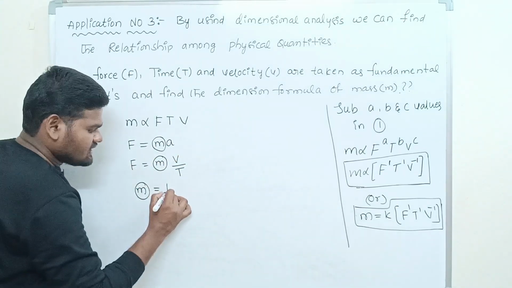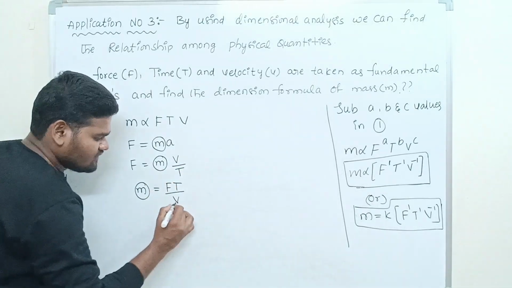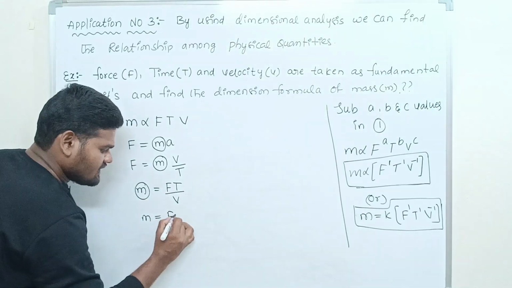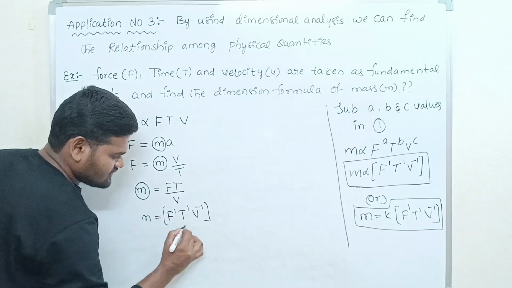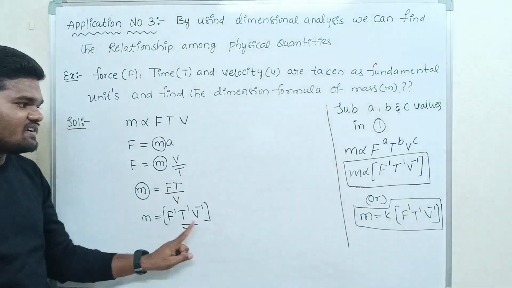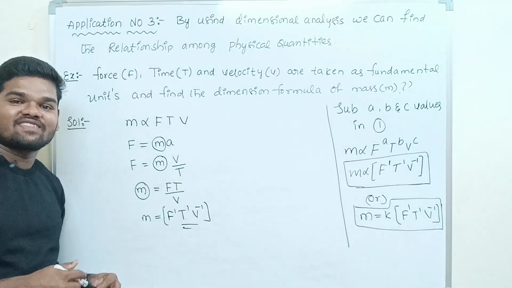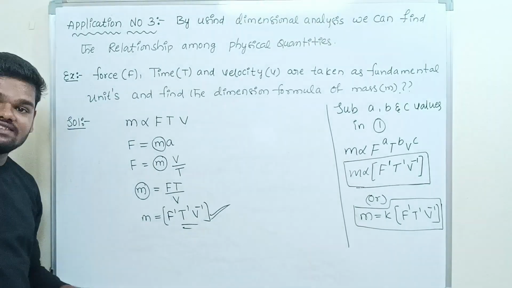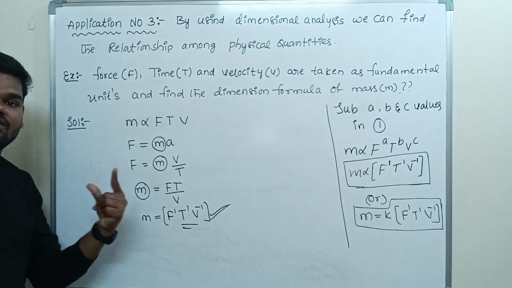If t comes to this side, it becomes F into t, and v comes to this side, divided by v. So we can write the dimensional formula for m as F power 1, t power 1, v power minus 1. We get the same thing. Are you getting? How was the trick? Nice, na? Is it clear? Right.